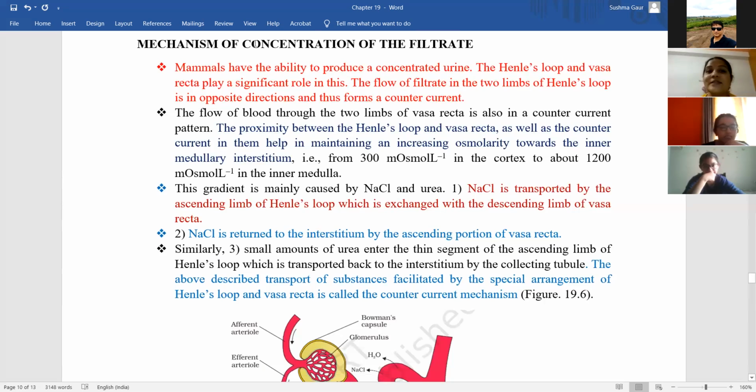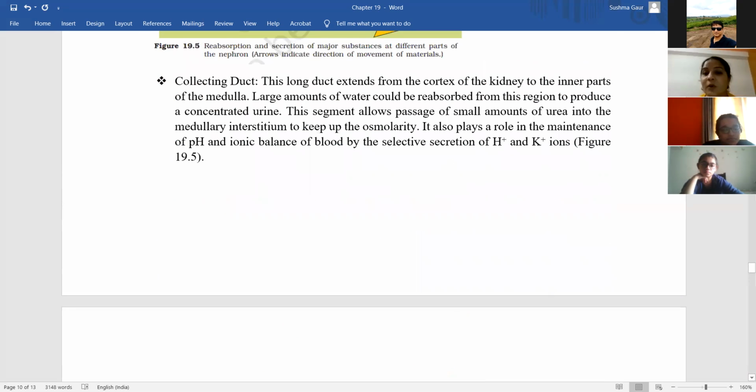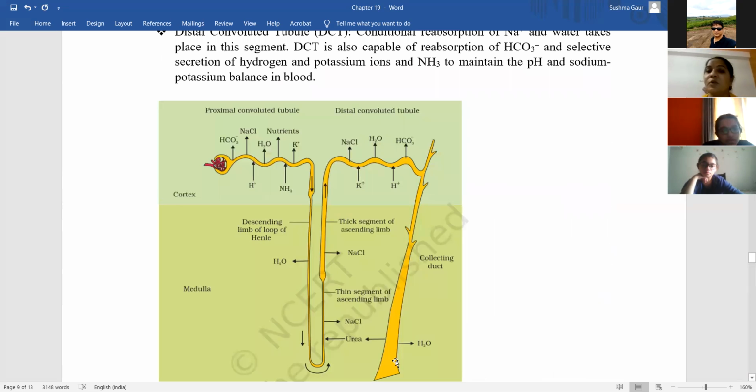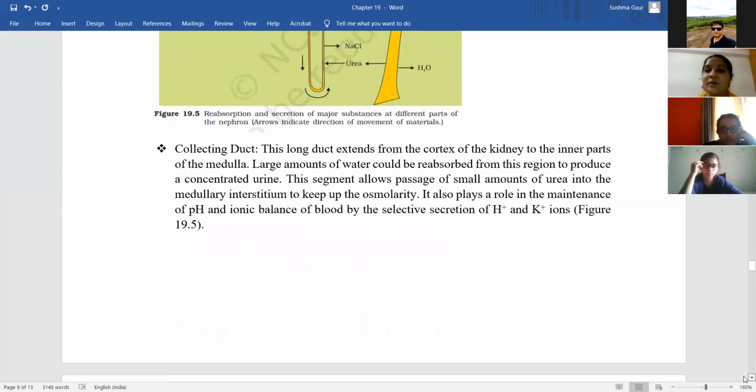Okay. So, mechanism of concentration of the filtrate. We should know that mammals have the ability to produce concentrated urine. If it is asked whether the urine produced by mammals is concentrated or diluted, then we have to say that it is always concentrated. Why? Because from this collecting duct, from which urine goes into the ureter and urinary bladder, a large amount of water will go back into the medullary region, and urea will also be released into it. So the amount of water left in the collecting duct is very less, and concentrated urine will be released.